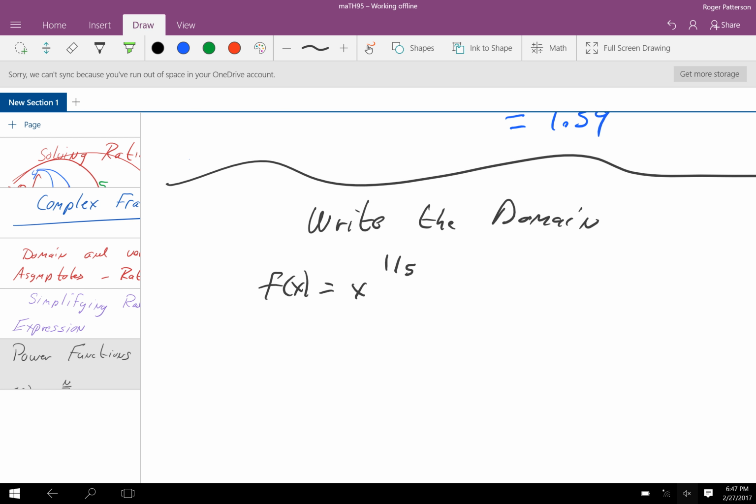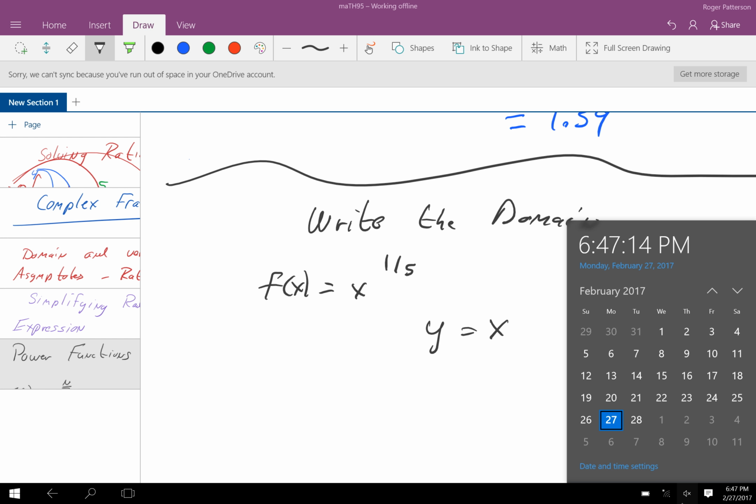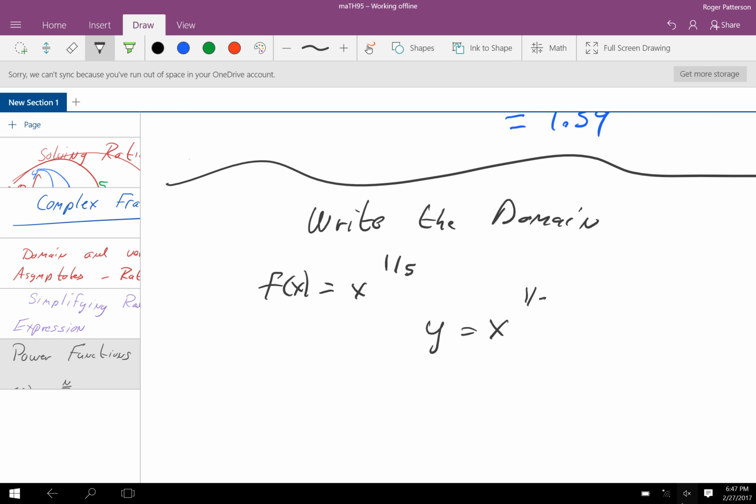So you're going to go y equals x. I know there's like a little a to the b power or something like that. I think it goes a to the b. Or maybe it's b to the a. I think it's a to the b.